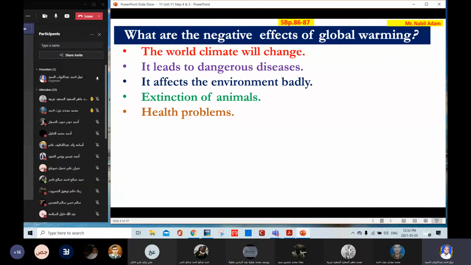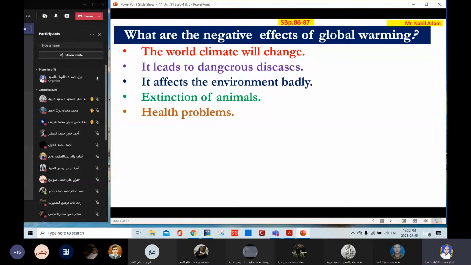Examples: the world climate will change. So it will lead to climate change. It leads to dangerous diseases and some health problems. It affects the environment badly, as Muhammad mentioned, and the extinction of animals or the endangerment of some species. Some animals cannot adapt or change to the new environment.